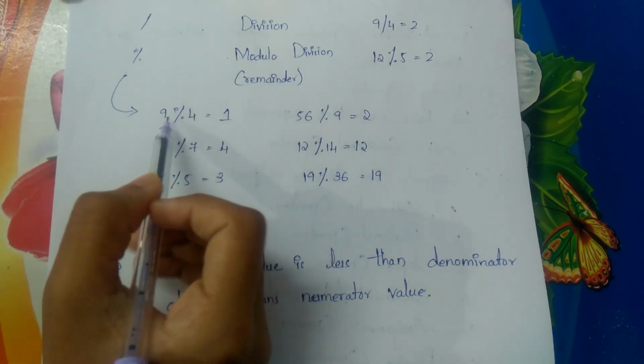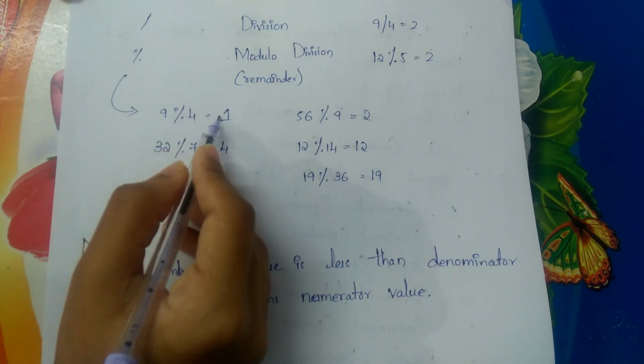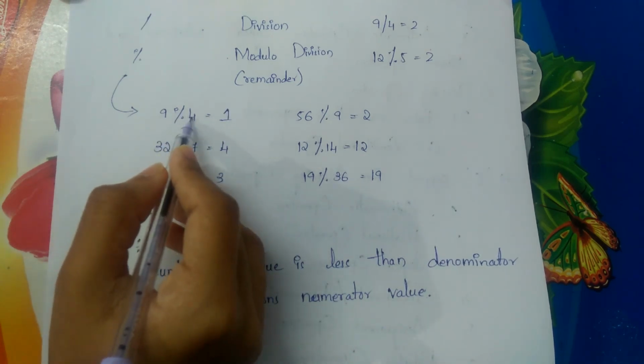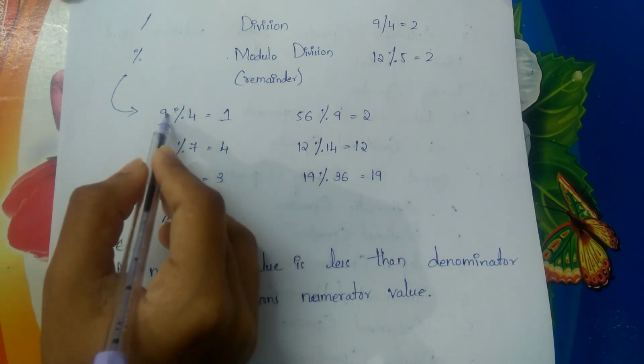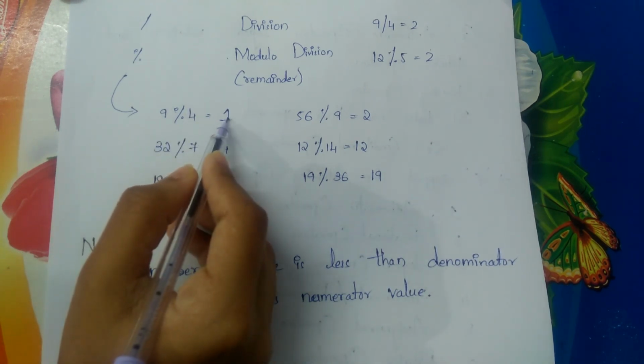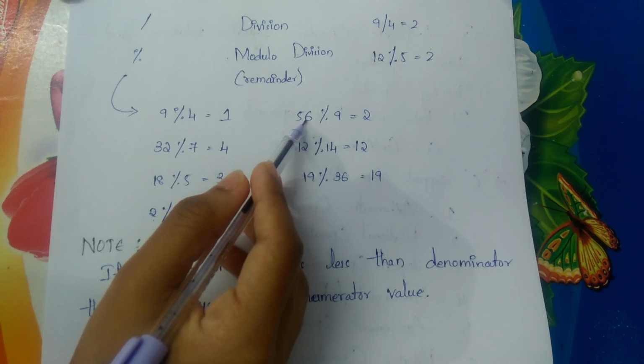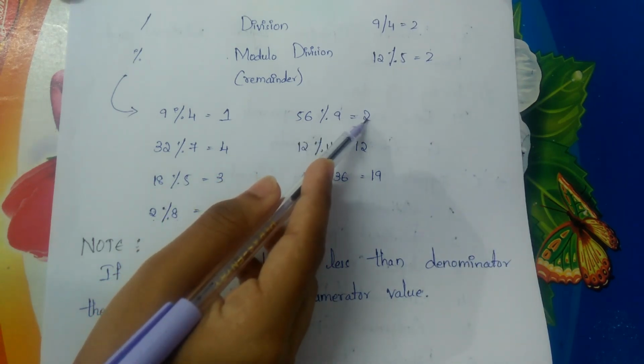We shall see some examples here. 9 percent 4 is equal to 1. 9 modulo division 4 equals 1. When we divide 9 by 4, we get the remainder 1. When we divide 56 by 9, we get the remainder 2.